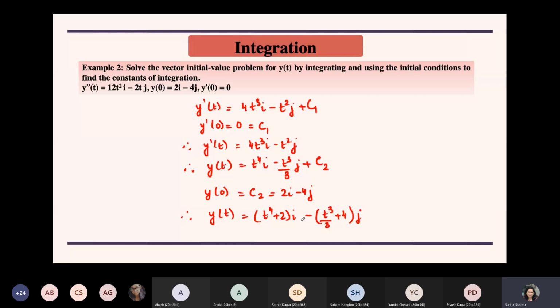Is this fine with everyone? Anyone has any doubts in this? So it doesn't matter what your function is representing, as long as you know that you need to integrate it or differentiate it. Okay, so I'll move on to the next question.